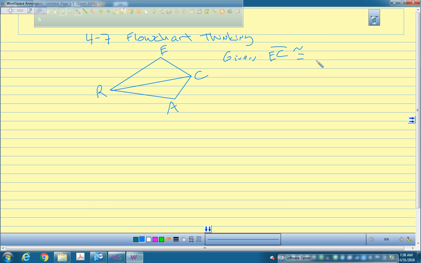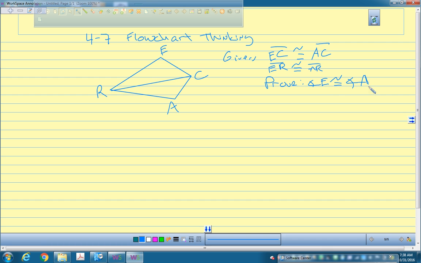Given EC is congruent to AC, and ER is congruent to AR. Proof: angle E is congruent to angle A.